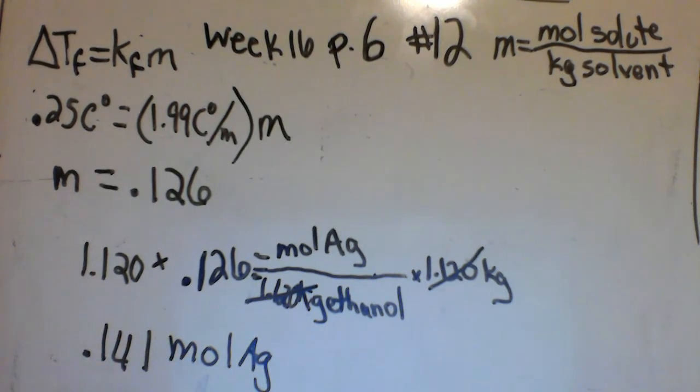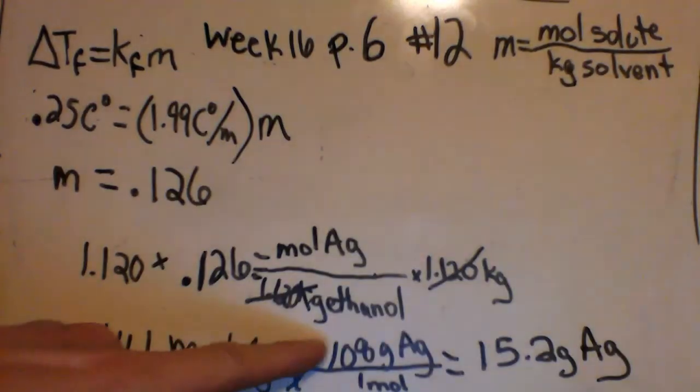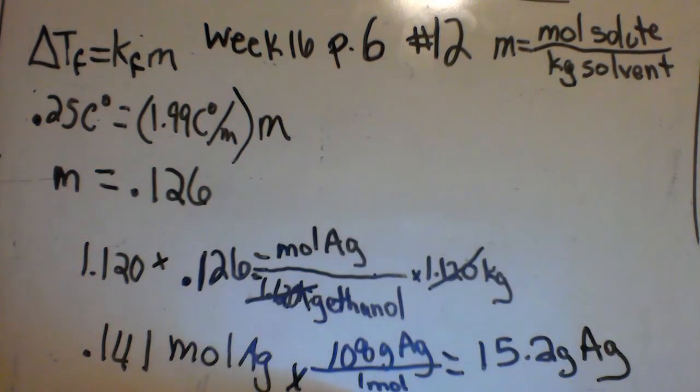The question is asking us for grams of silver. Therefore, we're going to convert to grams. We multiply by the molar mass so that moles will be on the bottom and cancel one another out. We come up with 15.2 grams of silver.